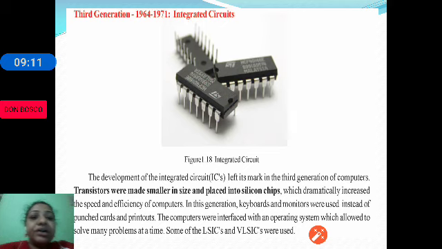LSI stands for large scale integration. VLSI stands for very large scale integration. As one IC is equal to 10 components or 10 transistors, one LSI was equal to 100 transistors, and in one VLSI, several thousands of transistors were integrated on a single chip. Basically, the third generation computers used ICs and LSIs.